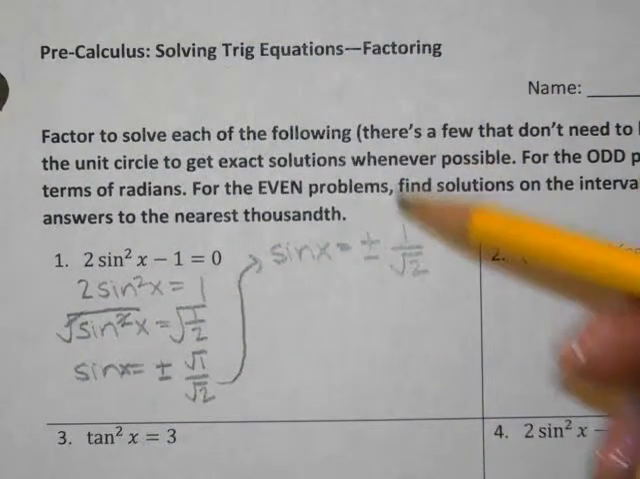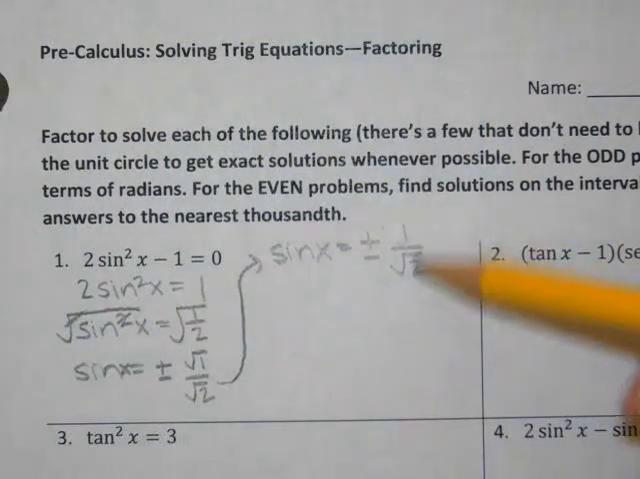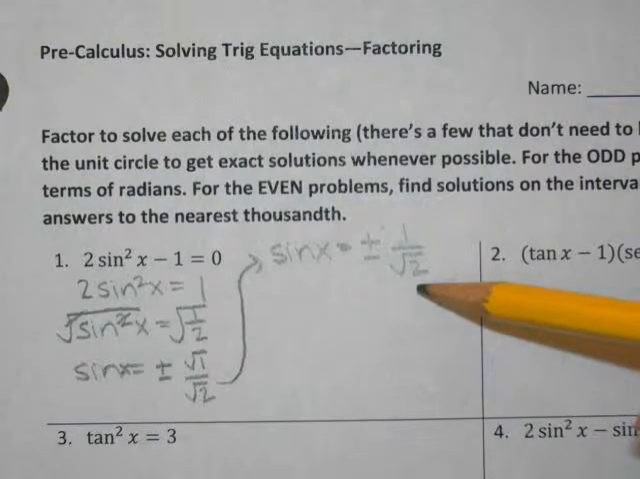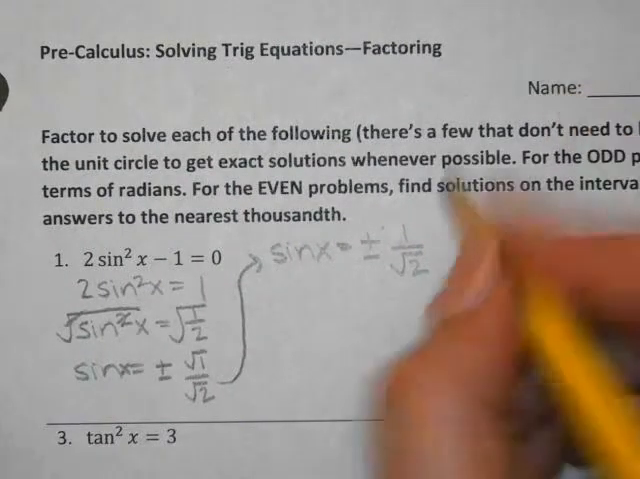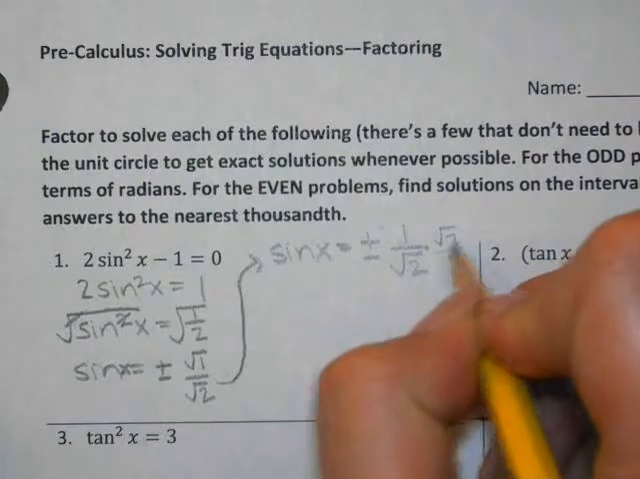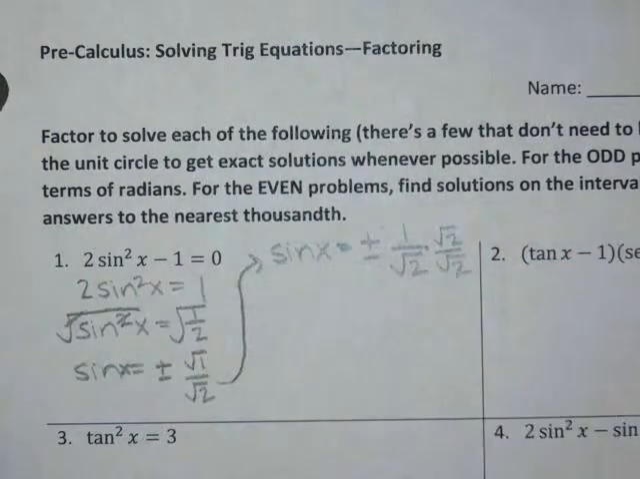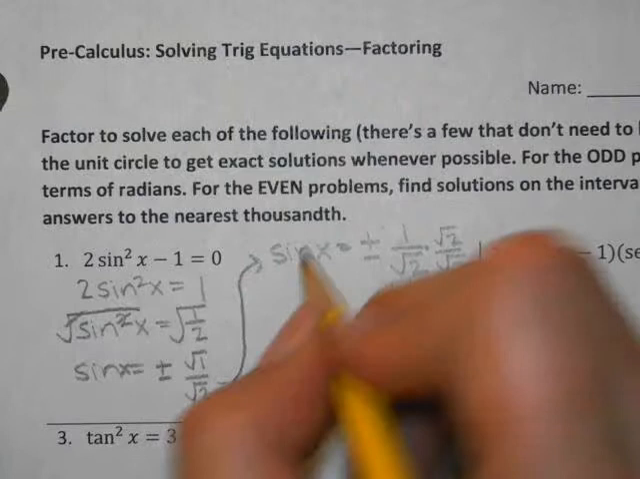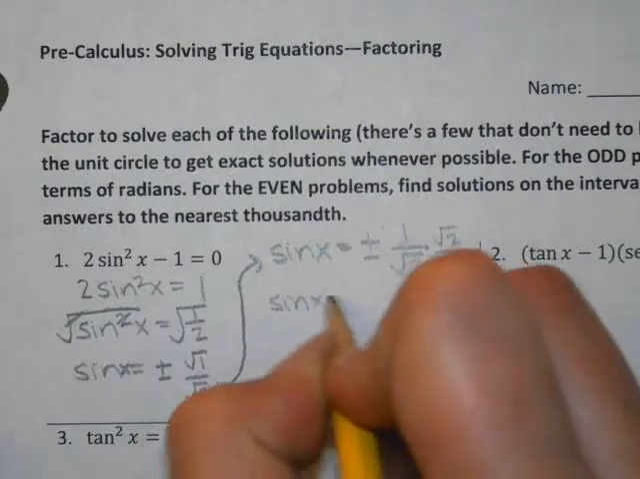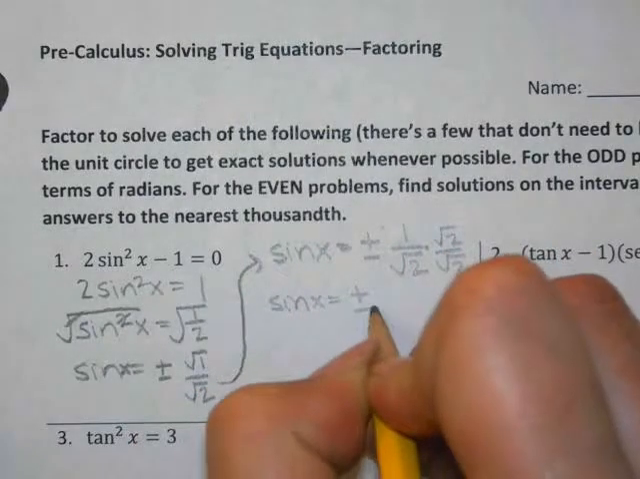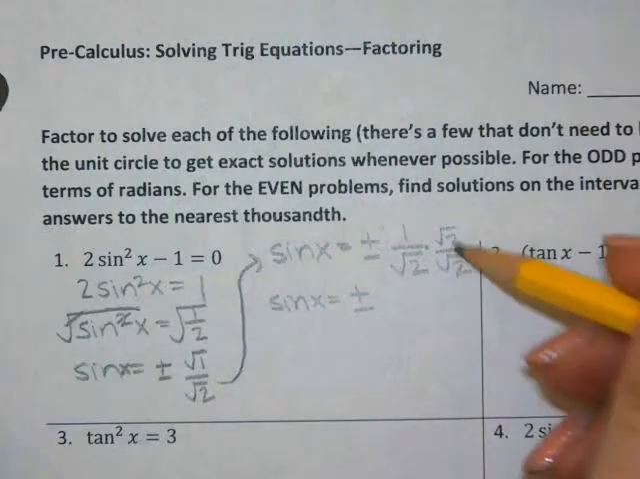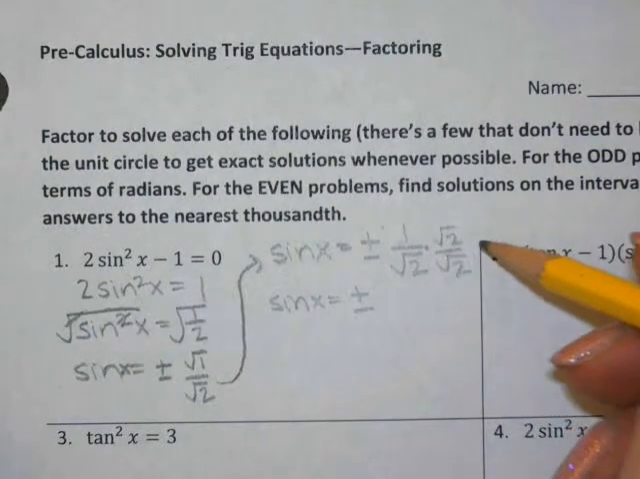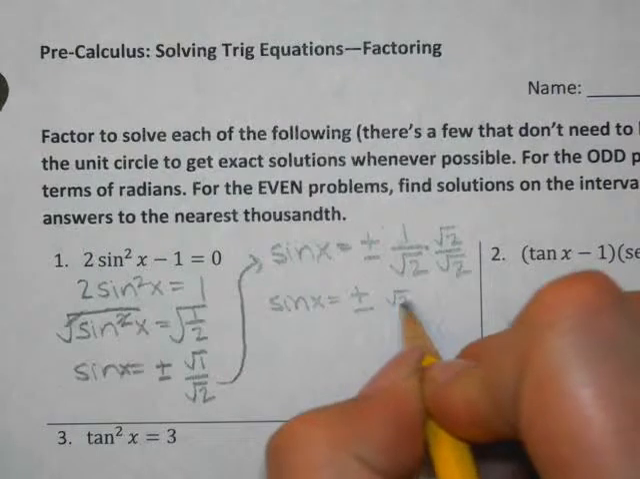And are we going to find a number on the unit circle that looks like that? 1 over square root 2? No, because that's not proper, and our unit circle only has proper numbers on it. So we fix it by multiplying by square root 2 over square root 2. And so we have sine x equals the positive version and the negative version, and then what is the number? Square root 2 over 2.